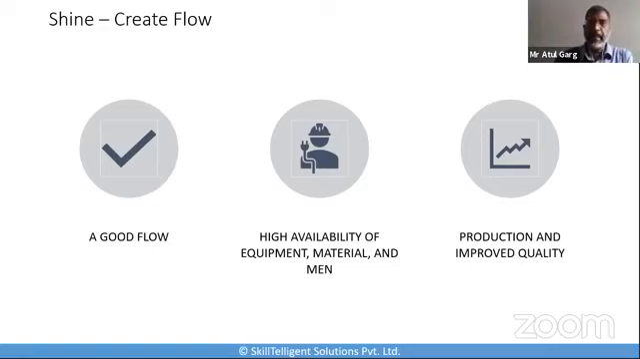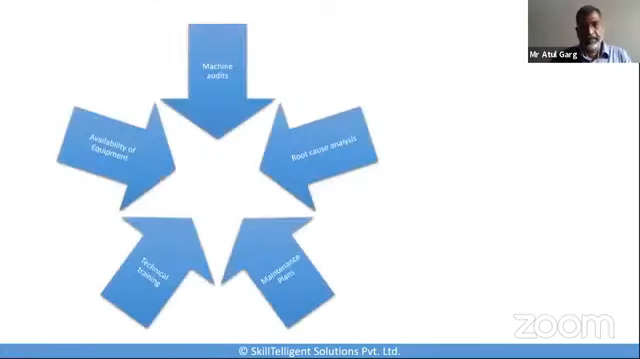Shine also requires that you do it in a way that it helps you to boost your production and also improve the quality. So if a good flow has been maintained and machines have been made available and manpower has been trained, obviously the production will boost up and also the quality will improve. So that's what the Shine does.